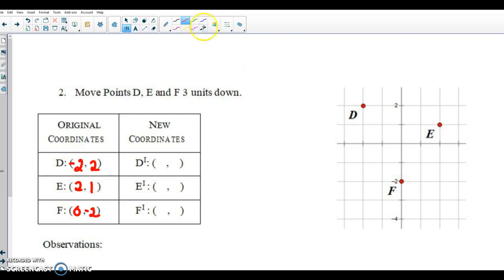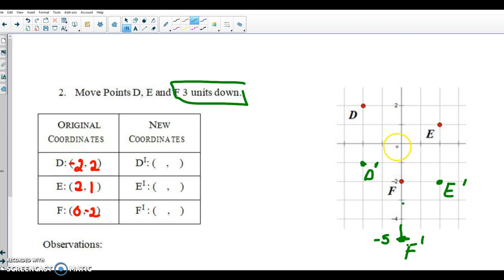Now this time we want to move 3 units down. So I'm going to take every point and go down 3. 1, 2, 3. Don't forget to label them or you'll get yourself all confused. 1, 2, 3. That would be E prime. And 1, 2. Uh-oh, this one doesn't give us room. That's okay. We can just add it. We're smart enough to figure that out. And that's F prime.